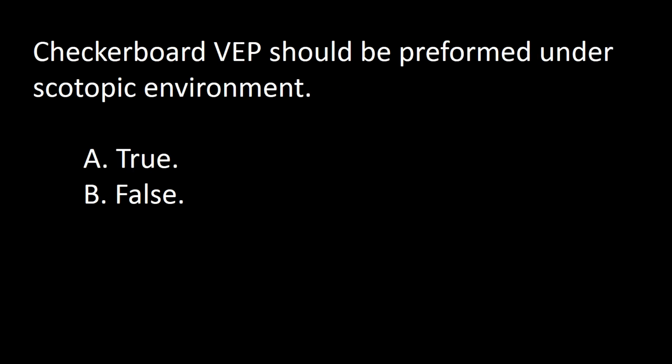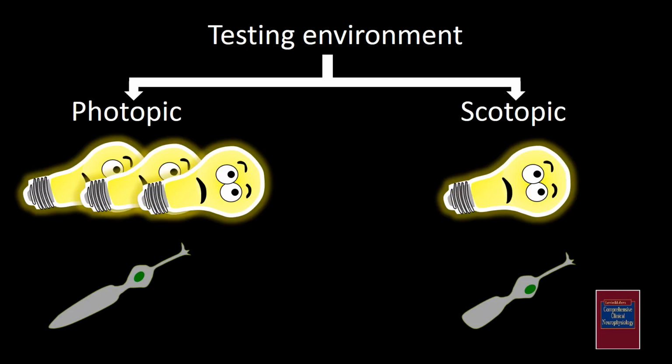Next question. Checkerboard visual evoked potential should be performed under a scotopic environment. A true, B false. The testing environment for pattern visual evoked potentials should be photopic, which relies on cone function. It should not be scotopic, that is vision in the dark, which relies on rod function.